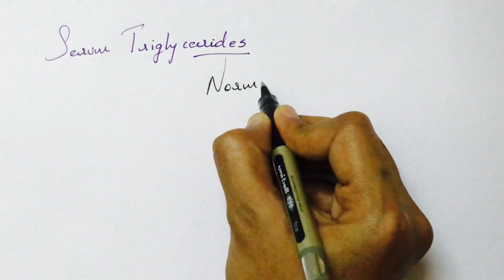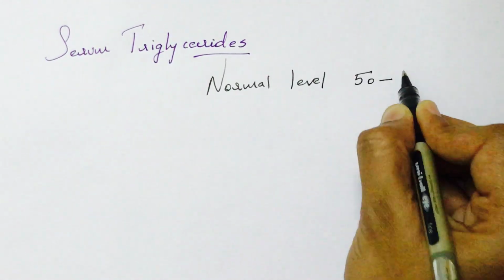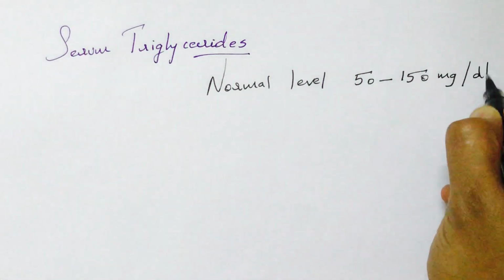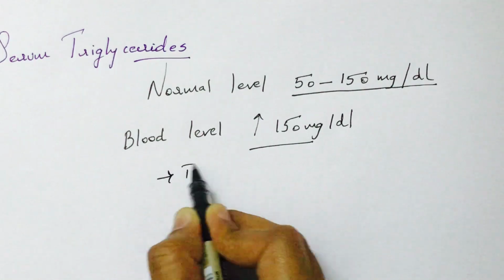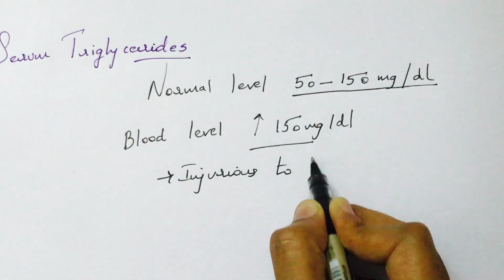And what are the normal serum triglyceride levels? It ranges from 50 to 150 mg per dl. A blood level of more than 150 is injurious to health.